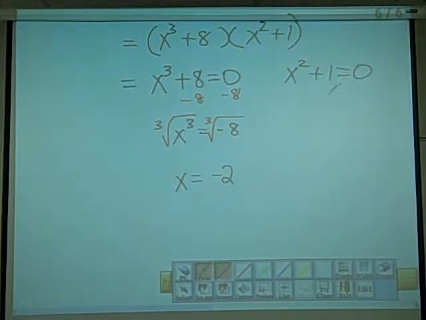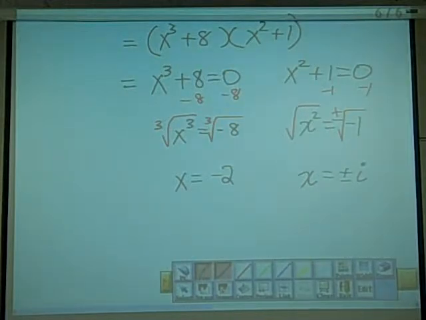Well, let's come over here to the x squared plus 1, and we apply minus 1. And we get x squared equals negative 1. Again, we apply square root. Now we put plus or minus, right? And we get x equals plus or minus i.